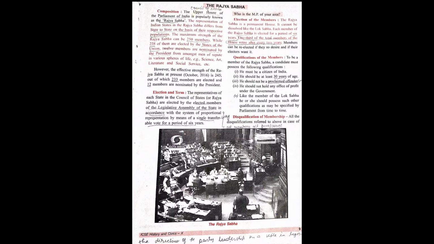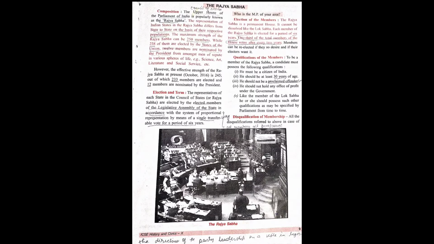So, the upper house of the parliament is known as Rajya Sabha. The maximum strength of the Rajya Sabha can be 250 members, out of which 238 members represent states or union territories, and 12 members are nominated by the President who have reputed knowledge or have done very well in the field of science, art, literature, and social services. However, the effective strength of Rajya Sabha at present is 245, out of which 233 members are elected and 12 members are nominated by the President.